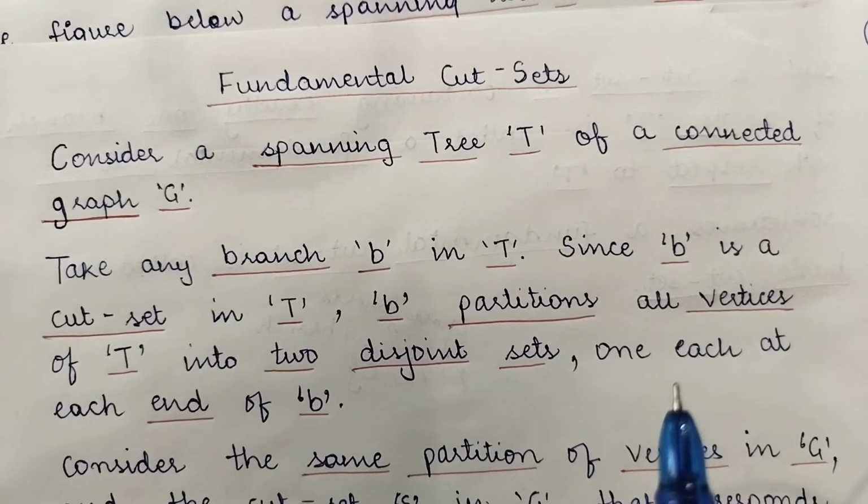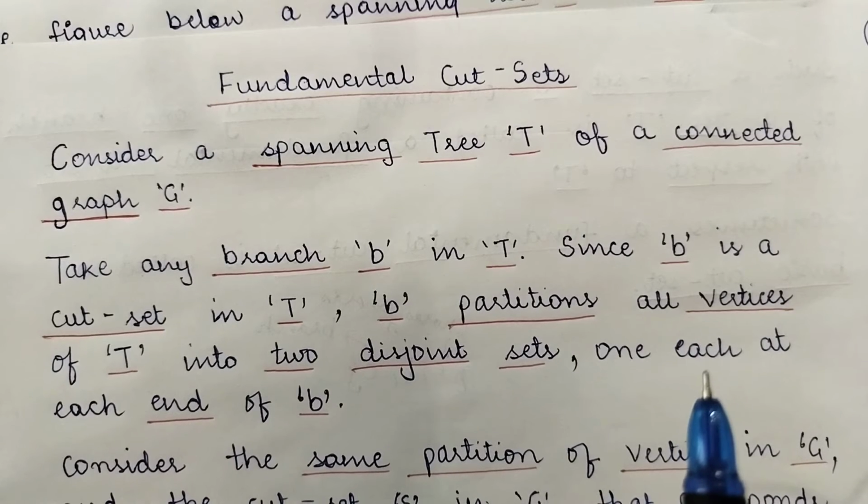Fundamental circuit: only one chord of the connected graph and the rest all are branches of the spanning tree. Fundamental cut set: only one branch of the spanning tree and the rest all edges, if they exist to form a cut set, will be the chords with respect to the spanning tree.